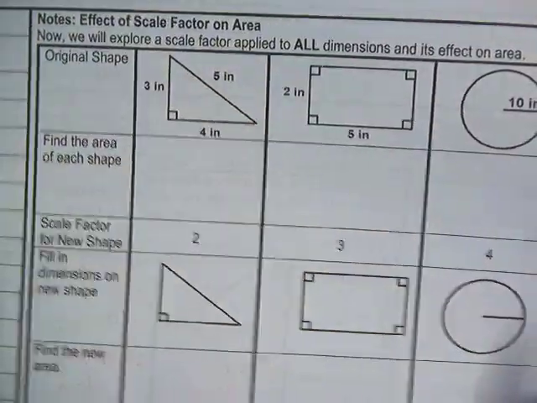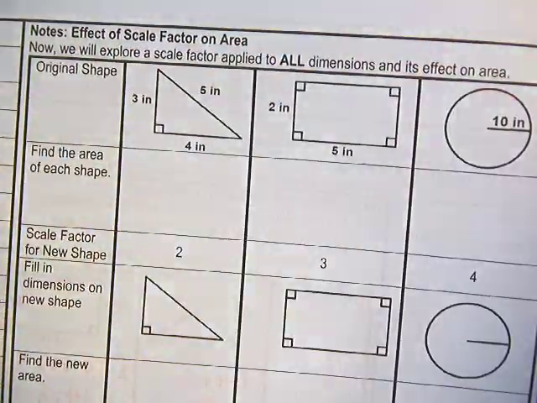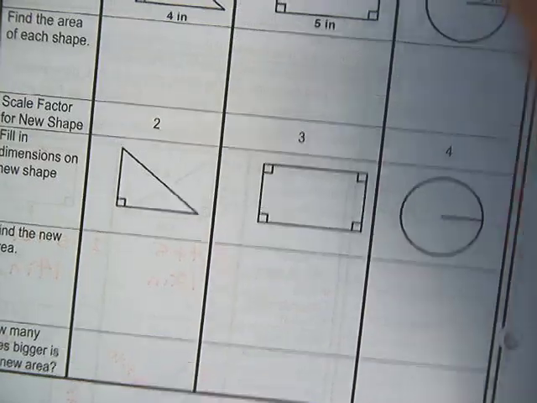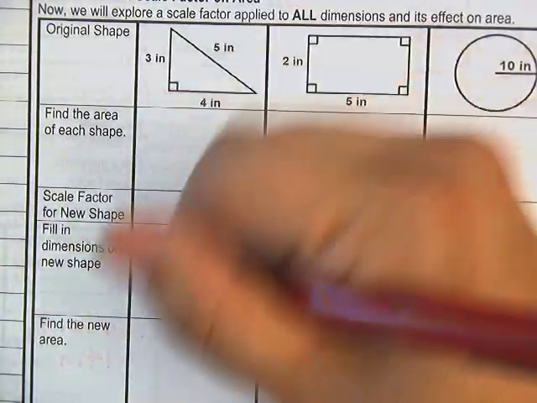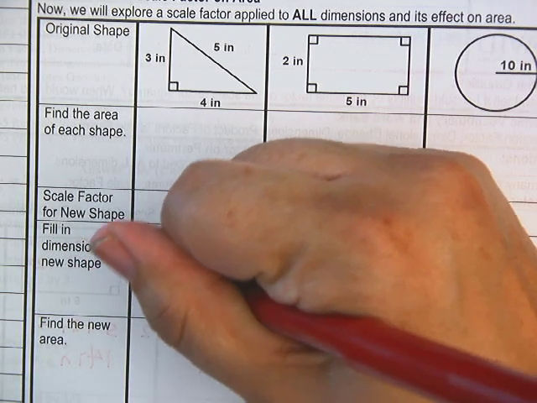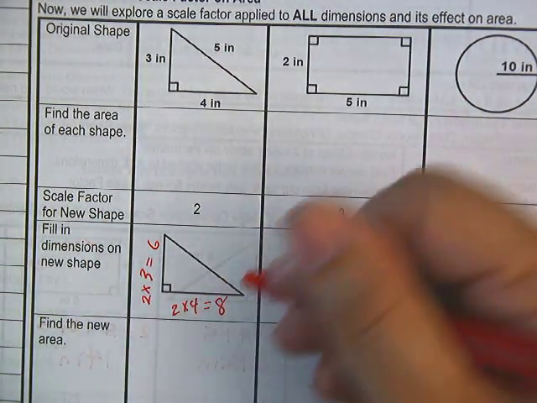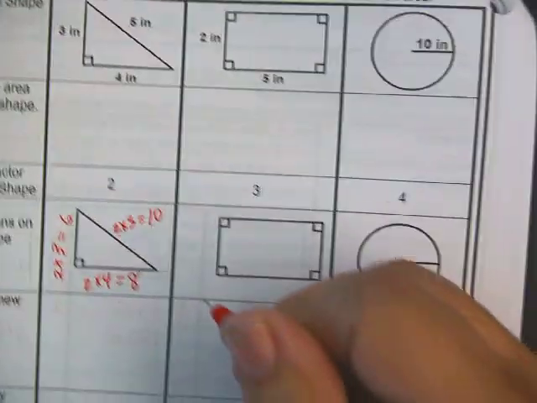Now we're going to take scale factor again, where all dimensions are changing, both width and height, and look at the effect on area. Now we're using the same scale factors, so let me just go ahead and fill these in. 2 times 3 is 6, scale factor 2. 2 times 4 is 8. 2 times 5 is 10.